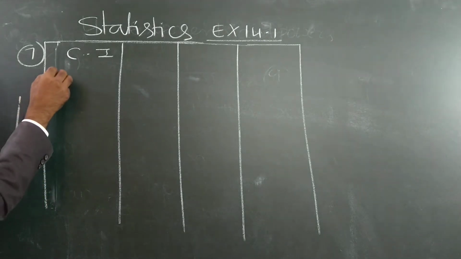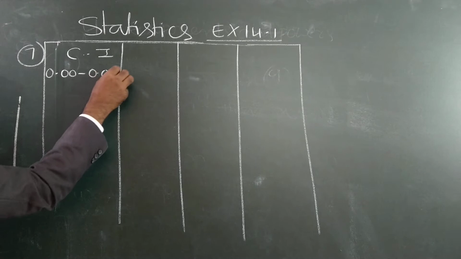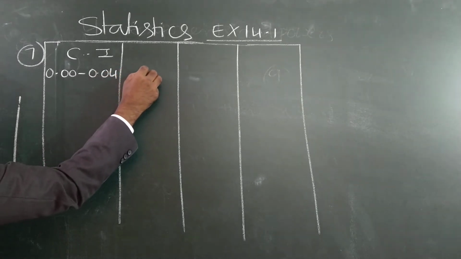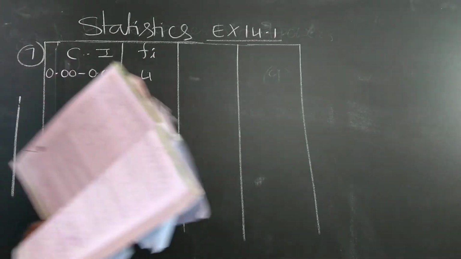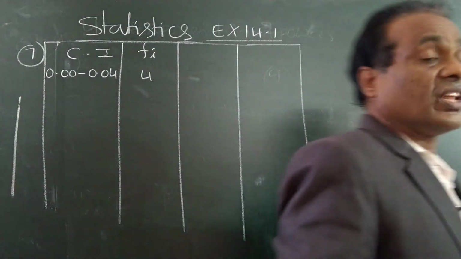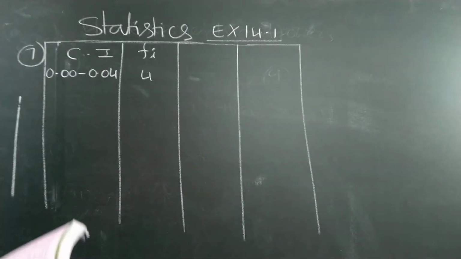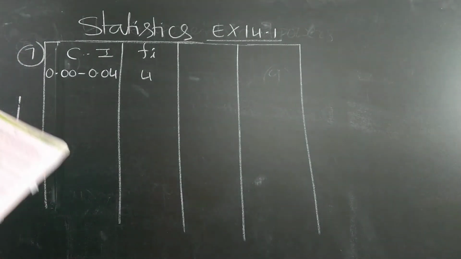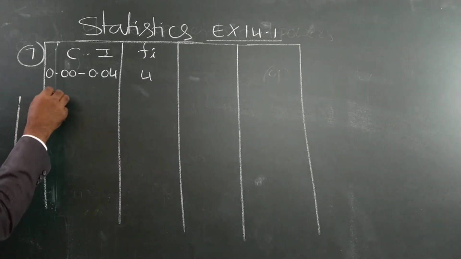See, the class interval is 0.00 to 0.04. Frequency is 4. Write down the 7th problem in the exercise, page 337, exercise 14.1, the last problem, so that we will go to the next exercise.